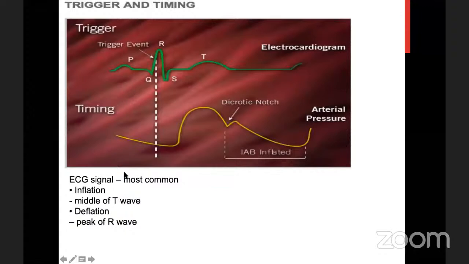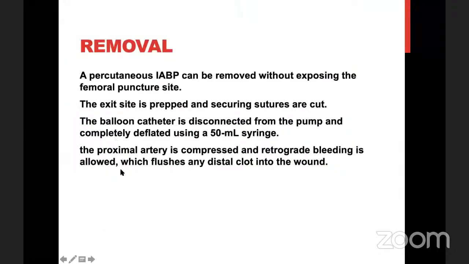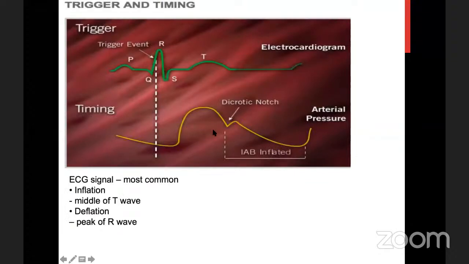As you see here, this is the ECG signal, most common. Inflation, middle of T wave, as you see here. This is the arterial wave. So the inflation started at the middle of the T wave in the ECG. So this is the inflation during this diastole. So deflation, peak of R wave. It is the same one here, but this is before the second wave. So you see the timing of deflation just at the peak of R wave as the systole is starting.